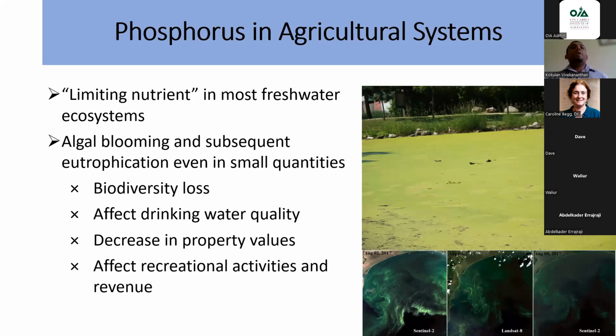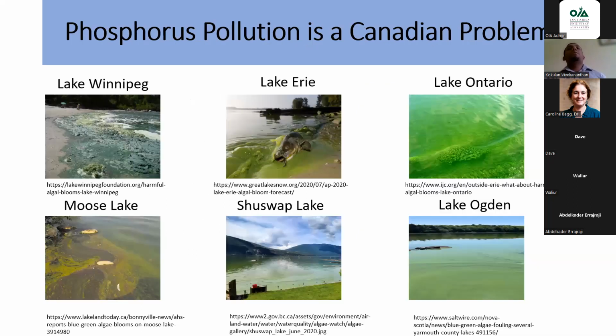And this situation also leads to a decrease in property values around the particular water bodies, and it also affects the recreational activities and revenue relevant to the particular water bodies. So this phosphorus pollution is a Canadian problem. Not only the larger lakes like Lake Winnipeg in Manitoba or Lake Erie and Lake Ontario in Ontario, the smaller or medium-sized lakes such as Moose Lake in Alberta, Saskatchewan Lake in British Columbia, and Lake Ogden in Nova Scotia have been affected by these algae blooms.